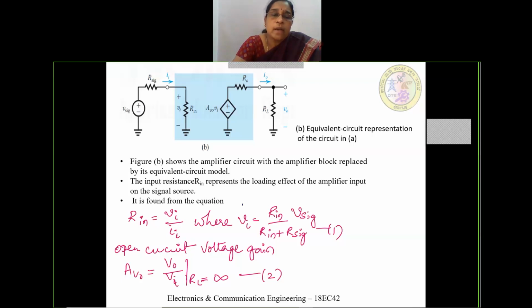Whenever that condition is there on RL, the gain that we measure from this circuit is known as open circuit voltage gain. So AV naught equals V naught by Vi with the condition that RL value is equal to infinity, or it is an open circuit voltage gain. That's why the name open circuit voltage gain. This is the second important parameter characterizing the amplifier performance.